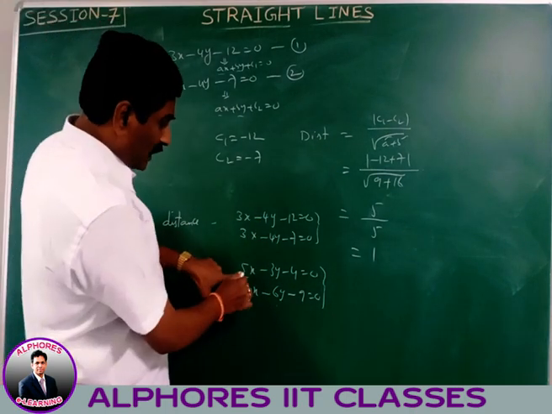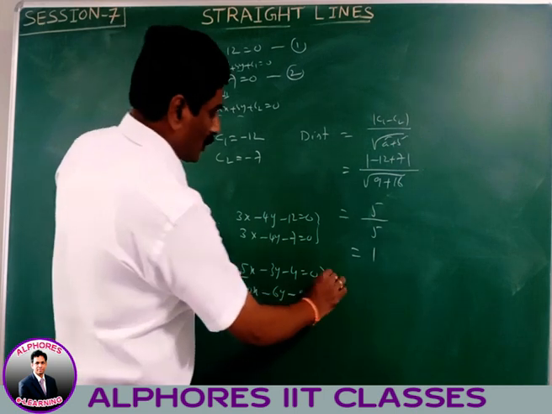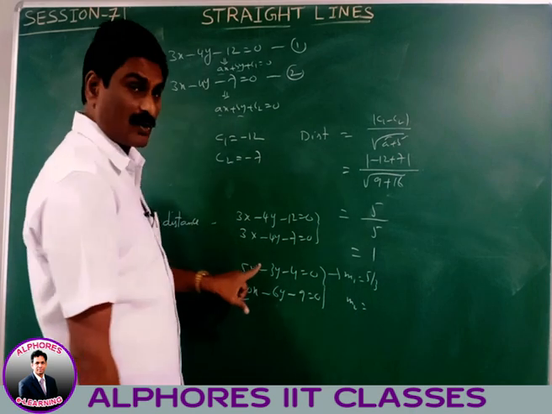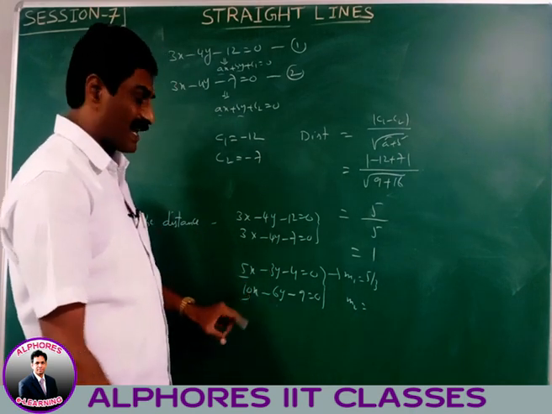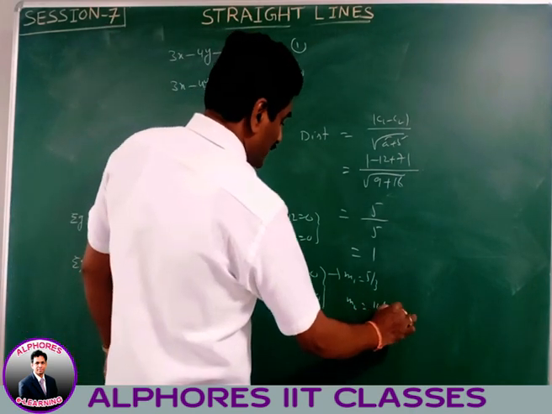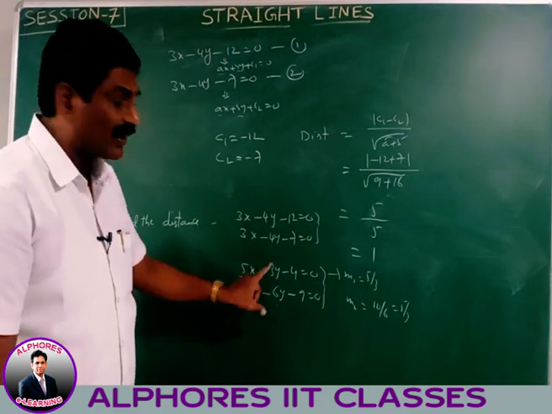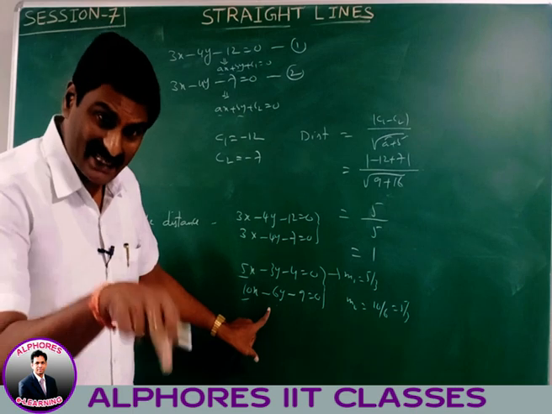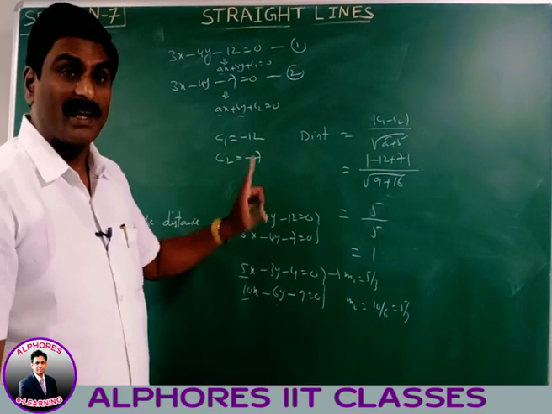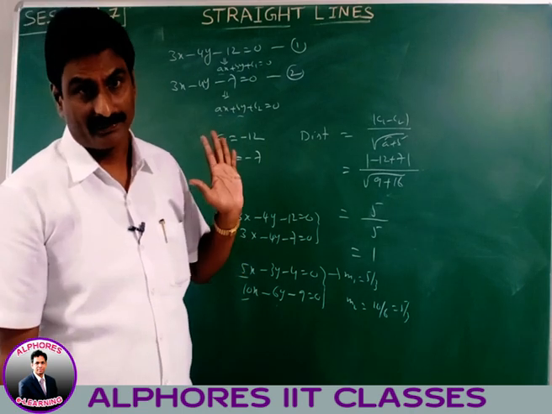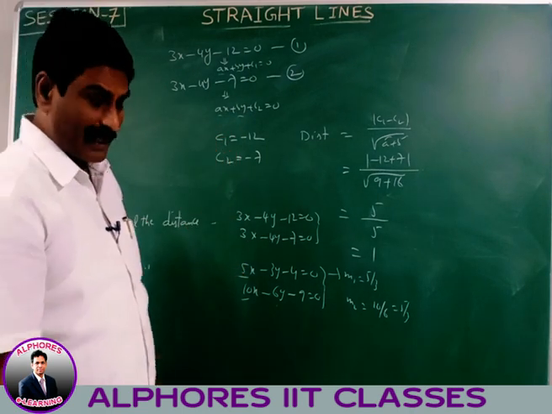How? The slope of the first line is 5 by 3. The slope of the second line is minus x coefficient by y coefficient, which is 10 by 6, that means 5 by 3. These two are parallel. Here x coefficients are not equal, y coefficients are not equal. In this case, we reduce one of the equations such that the coefficients are equal to the other equation. Okay. Please note this point.